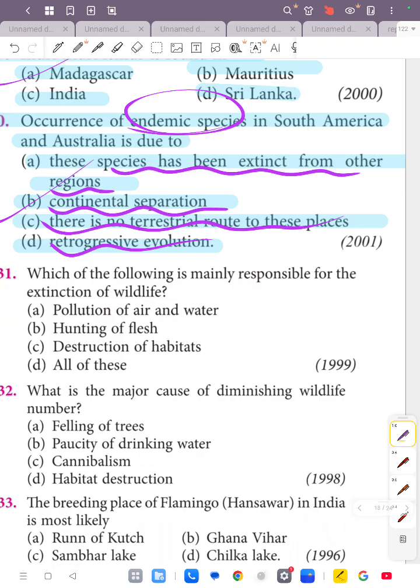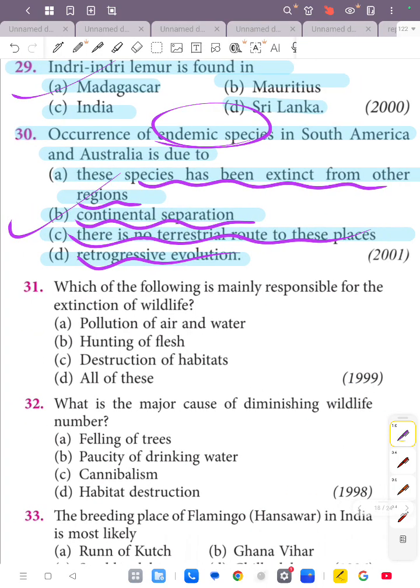There was a mainland from which Australia separated. Now, the innocent animals that went to Australia did not have to compete with other animals of the mainland. So hence, they thrived in that area and became the endemic species. Okay, so that is because of continental separation.